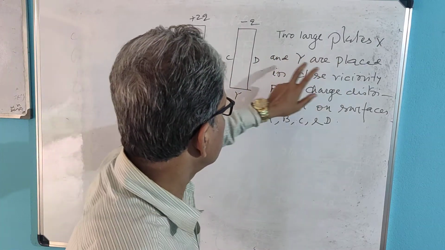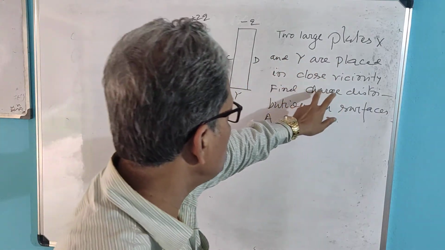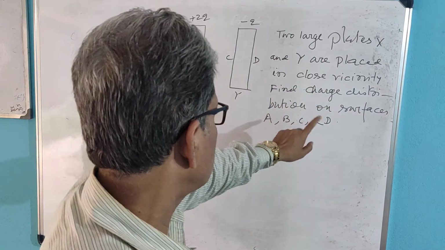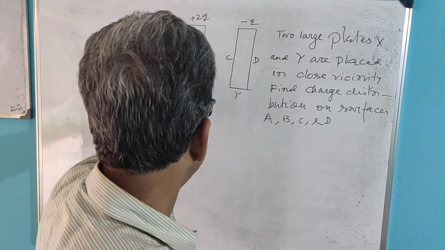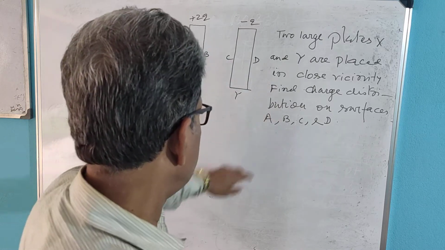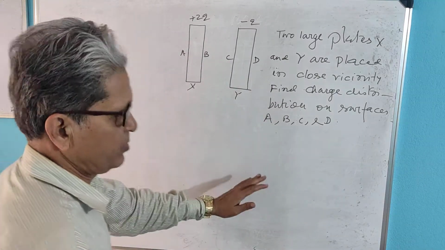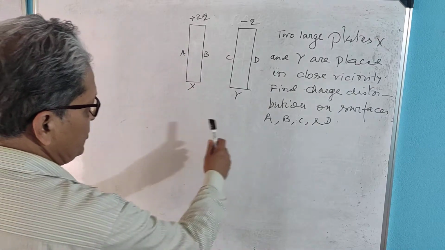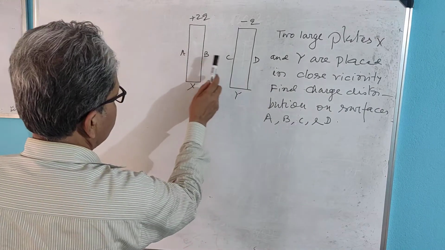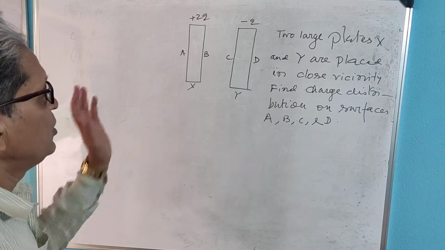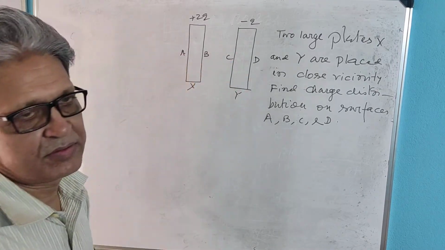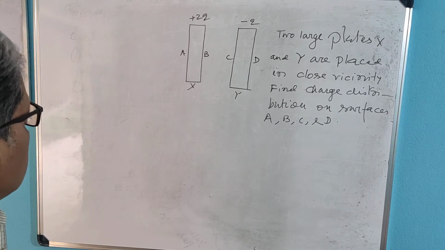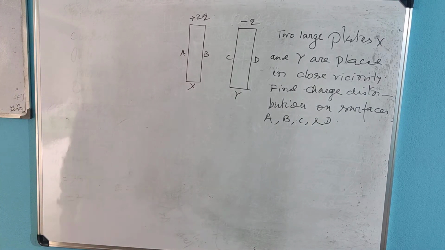Two large plates X and Y are placed in close vicinity. Find the charge distribution on the surfaces. It was asked in an exam as an MCQ, but to save time I did not present it as an MCQ. Just write the answer. You have to find the charges on these surfaces. Try yourself. Yesterday I gave you two tricks.